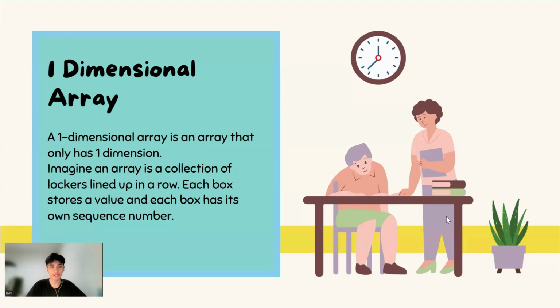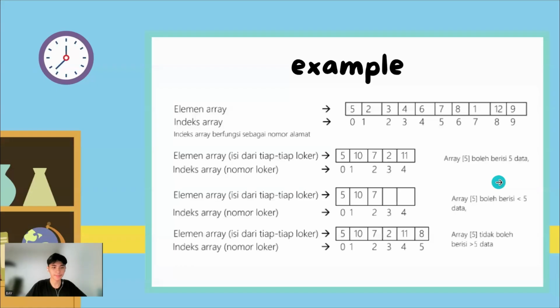Hello everyone, my name is Akbar and my system code is BIY, and I'm going to explain the one-dimensional array. A one-dimensional array is an array that only has one dimension. Imagine an array is a collection of boxes lined up in a row. Each box stores a value and each box has its own sequence number.